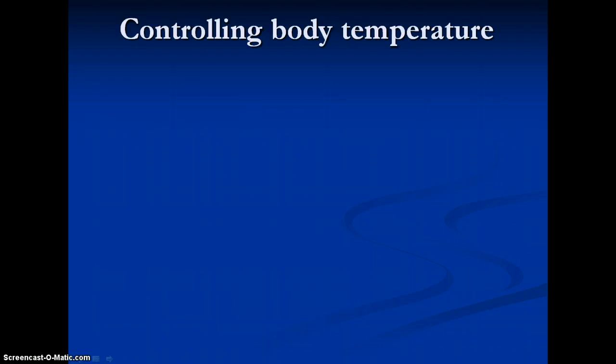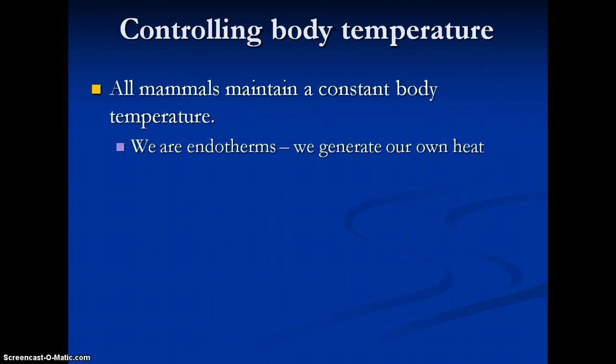So first let's talk about controlling body temperature. You have to understand that all mammals do indeed maintain a constant body temperature. You are a mammal. We used to call ourselves warm-blooded, but that doesn't make any sense because even cold-blooded animals have warm blood. So we are endotherms, they are ectotherms, and we generate our own body heat.